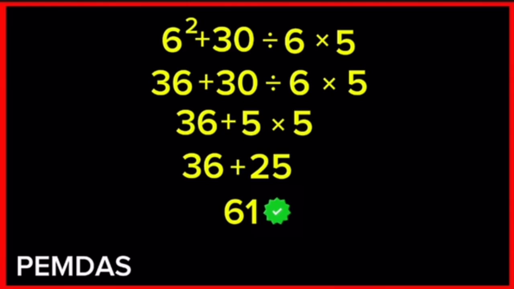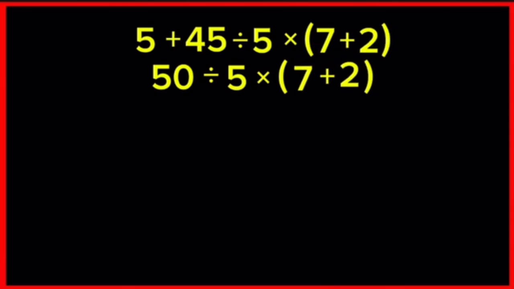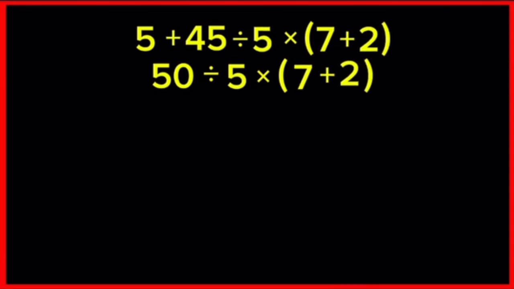All right, let's solve one final expression together. What is the value of 5 plus 45 divided by 5 multiplied by open parentheses 7 plus 2 close parentheses? Many people solving this problem immediately begin with the addition between 5 and 45. Because of that mistake, they rewrite the expression as 50 divided by 5 multiplied by open parentheses 7 plus 2 close parentheses. In the next step, they divide 50 by 5 and obtain 10.